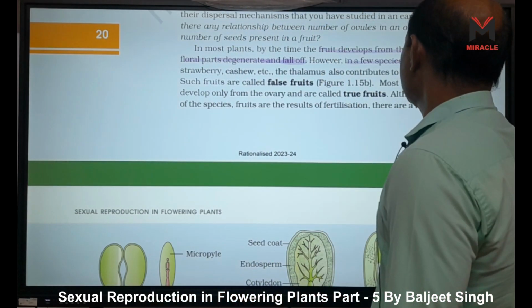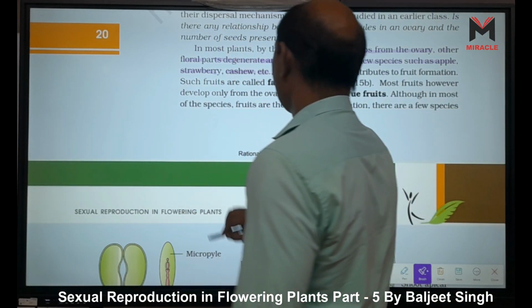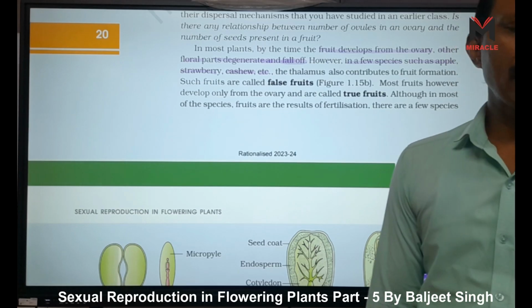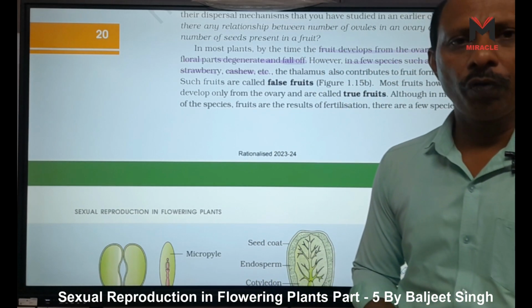However, in a few species such as apple, strawberry, cashew, etc., the fruit developed is not a true fruit because it is not developed through the ovary, right?